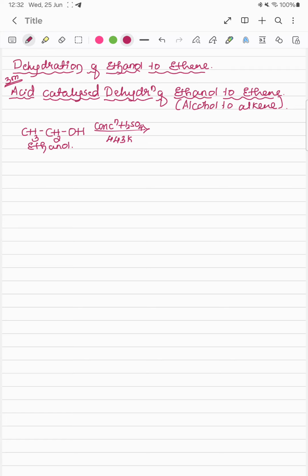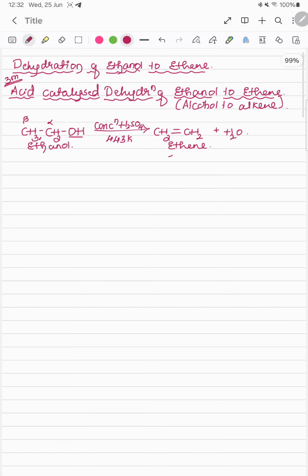That's why at elevated temperature about 443 Kelvin, your carbon containing OH will be marked as alpha, the next carbon will be marked as beta. From alpha carbon atom OH and from beta carbon atom H, both will be removed as H2O. So correspondingly we are getting CH2, single bond will be converted into double bond and CH2. So this molecule we are calling it as ethene, or you can even call it as ethylene.